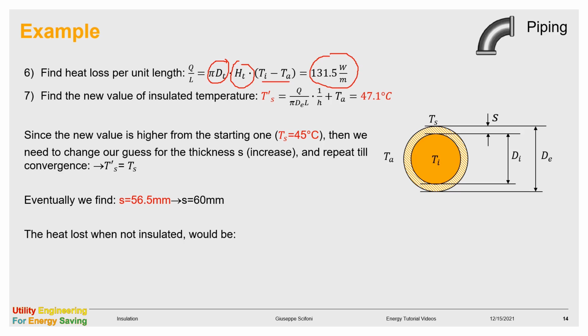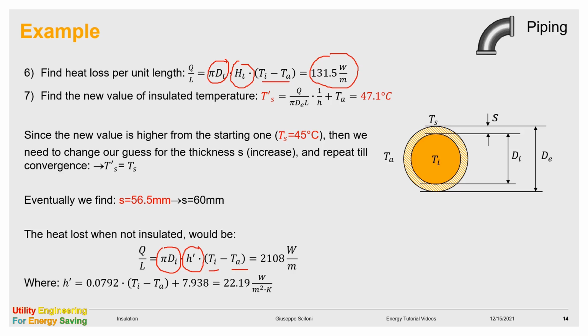The heat loss when the pipe is not insulated would be given by this expression, where we have the diameter of the pipe, there is no insulation, the h prime is the convection coefficient, Te the internal temperature, and Ta the external one. And the convection coefficient is given by this expression, 22.19 watt per square meter per Kelvin. The saving versus the insulated pipe is 94%.